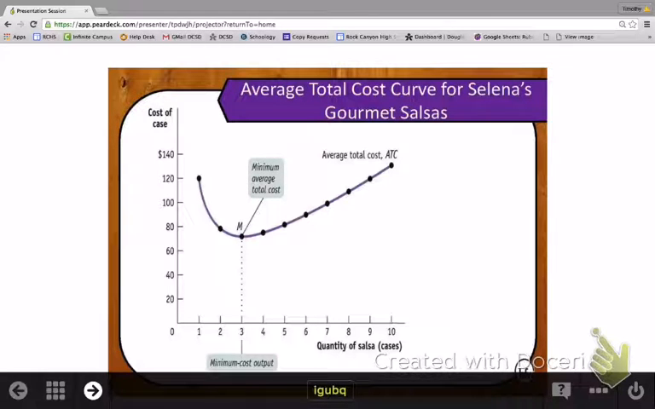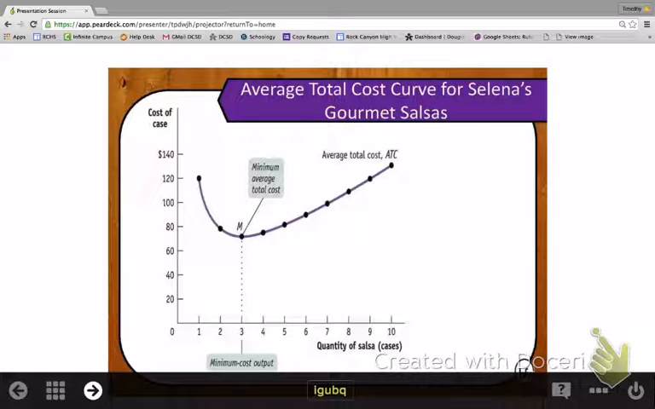So the marginal cost is related to both AVC and ATC. But let's focus on just the relationship with ATC. The average total cost will fall as long as marginal cost is less than average total cost. As soon as the marginal cost rises, so that marginal cost is greater than average total cost, the average total cost will begin to rise. If the marginal cost of the next unit is equal to the current average total cost, it will not change.